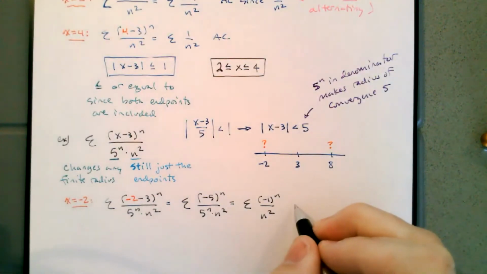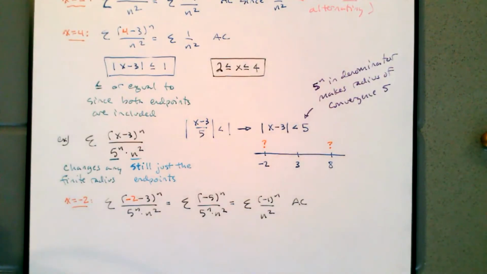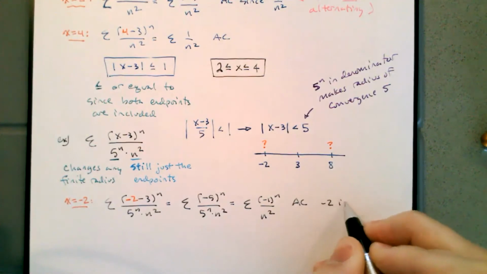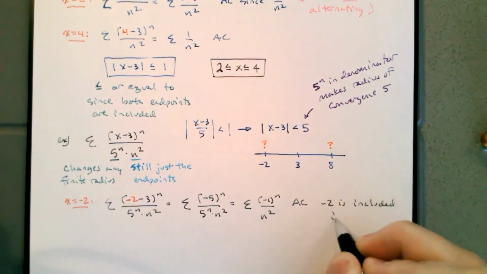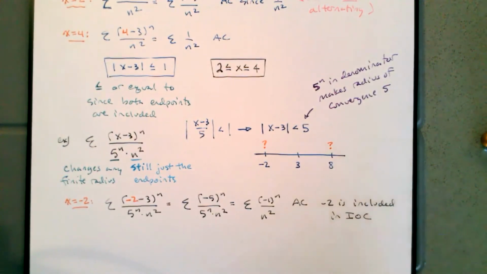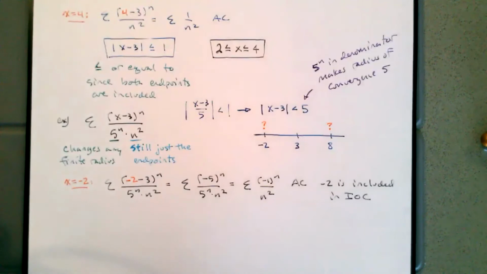This series is absolutely convergent. So the power series converges when x equals -2. So -2 is included in the interval of convergence. We're going to see the same thing at the other end, because on one end we get the alternating part, on the other end we get the not alternating part.